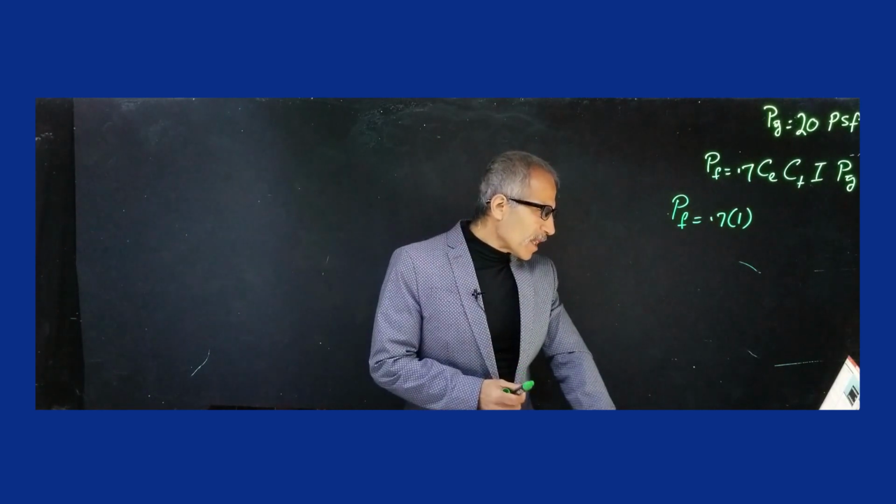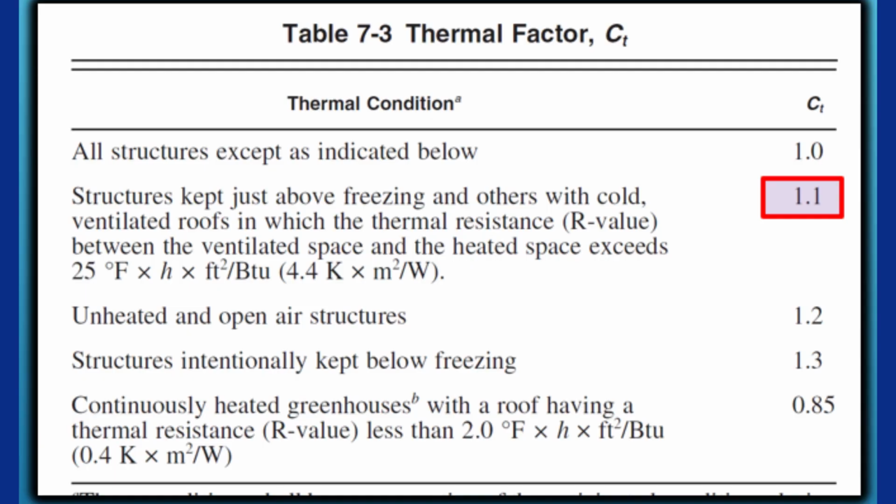And if you look at the 7.3 CE right there with the formula and look for CT, the value of CT shall be determined from table 7.73. So when we go to 7.3, we can see that our CT comes out 1.1 because the structure is kept just above freezing and others with cold ventilation. So we're going to fit in that category, so it's going to be 1.1 right there.